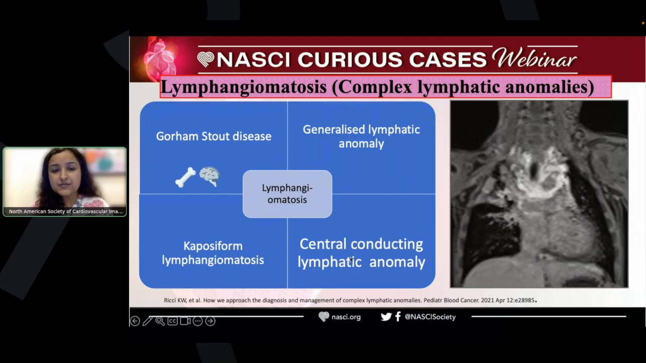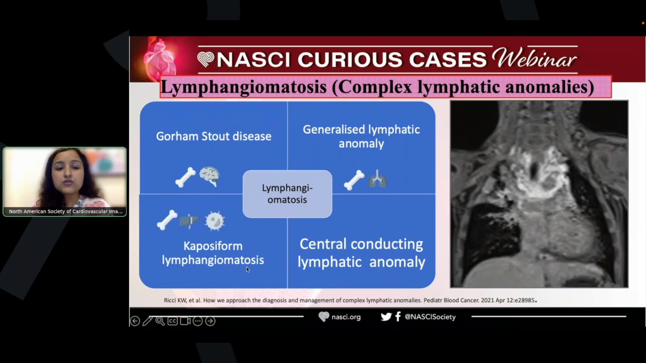But why were others out? Because Gorham-Stout disease, which is also one of the complex lymphatic anomalies, usually causes bone involvement, brain involvement. In this patient, there were no symptoms related to bones or brain, and the workup was also normal. All other workup was also done and was normal. Generalized lymphatic anomaly causes bone involvement as well, so it was also out.